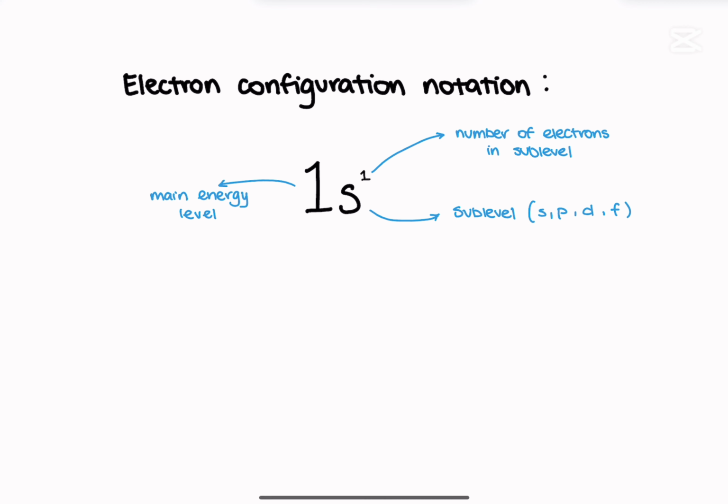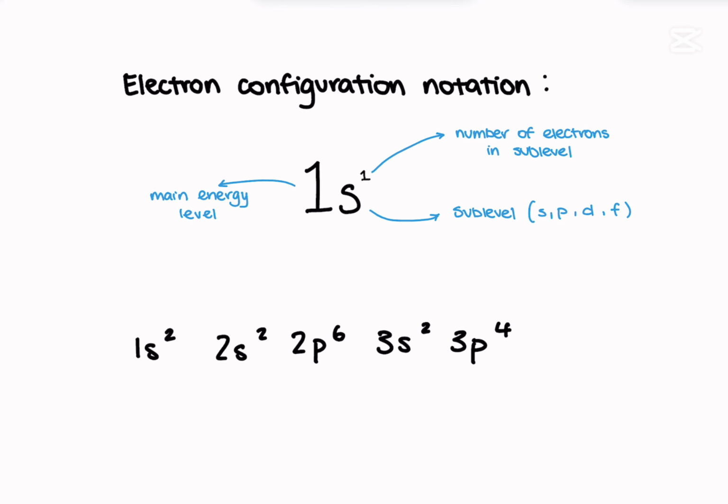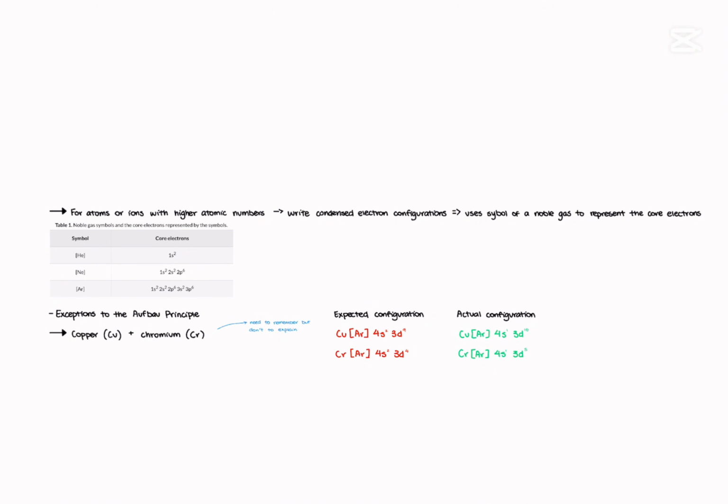So for example, if I were to write the electron configuration for oxygen, I'd write 1s2, 2s2, 2p6, 3s2, 3p4. And the reason why the 3p sublevel is not full with 6 electrons and only 4 is because of the fact that oxygen has a valency of 2. So that was the full electron configuration.